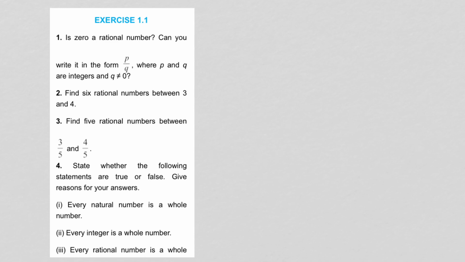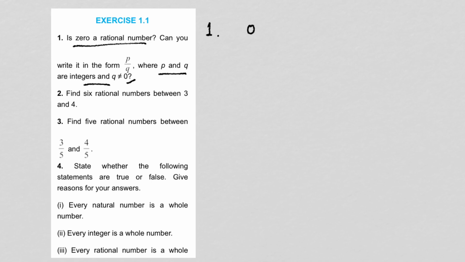The first question is: is 0 a rational number? Can you write it in the form P by Q, where P and Q are integers and Q is not equal to 0? This is simply the definition of a rational number. So we can check this. If we write 0 and divide it by 1, what do we get? Any number divided by 1 is the same number.